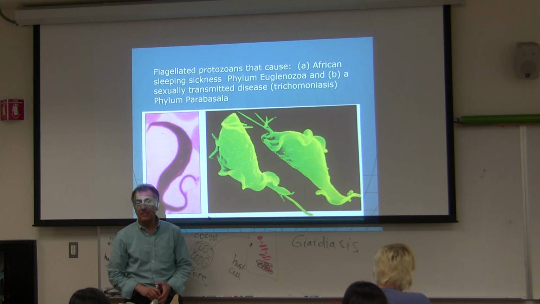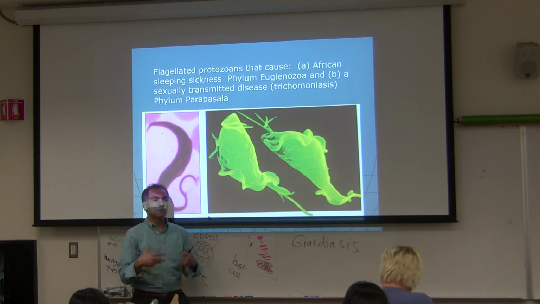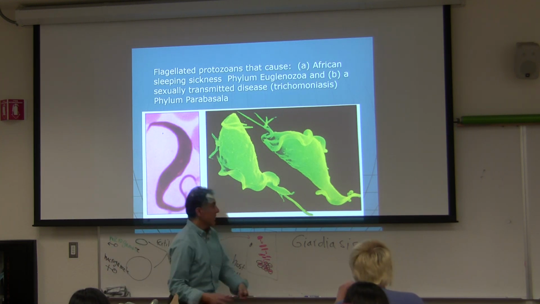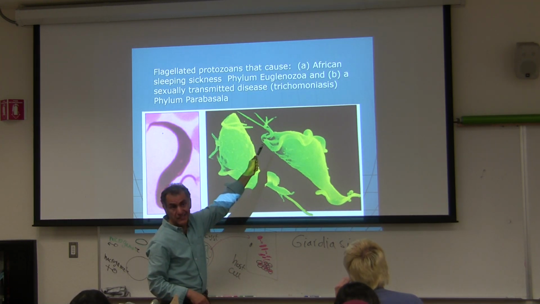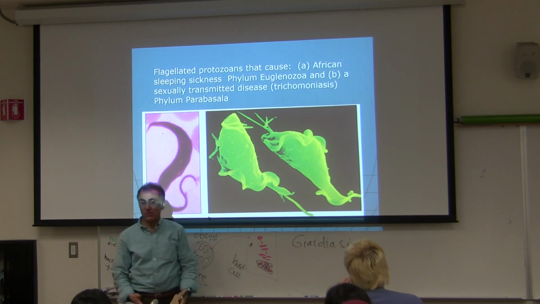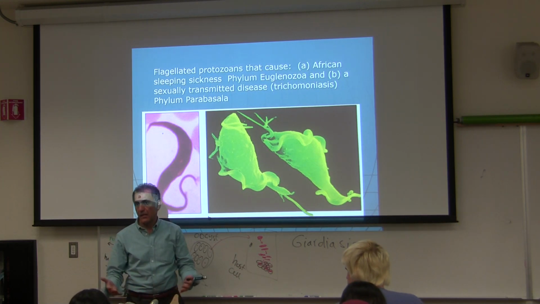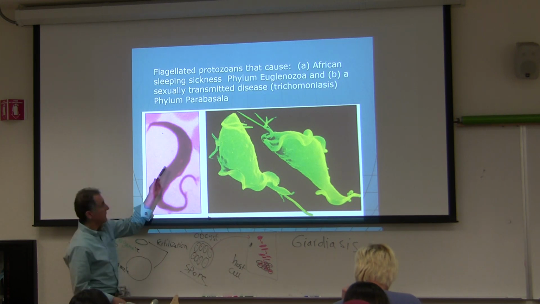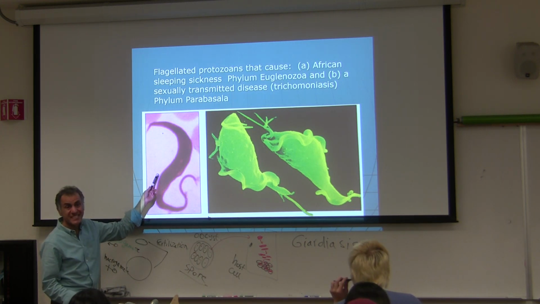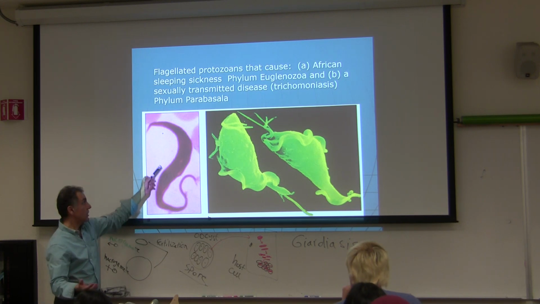But what are the signs and symptoms for Giardia? Diarrhea. What are the signs and symptoms for trichomoniasis? Vaginal discharge, foul smell. Those are the signs and symptoms. Trypanosomiasis is the name of the disease, or African sleeping sickness, or sleeping sickness, or Chagas disease.